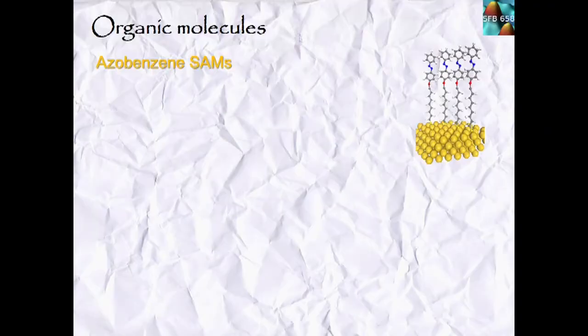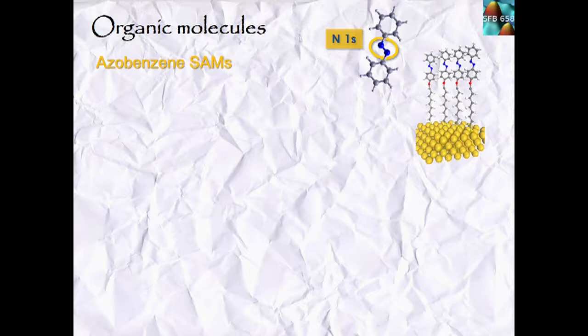Let us go to something completely different now. These are organic molecules. So we abandon the crystalline world and we go to molecules. What you see here is azobenzene SAMs, self-assembled monolayers on a gold surface. So this is the molecule. It consists of two benzene rings, which have a nitrogen bridge in between here. And the excitations we are going to look at is the K edge of nitrogen. So we excite the 1s states of these nitrogen atoms here.